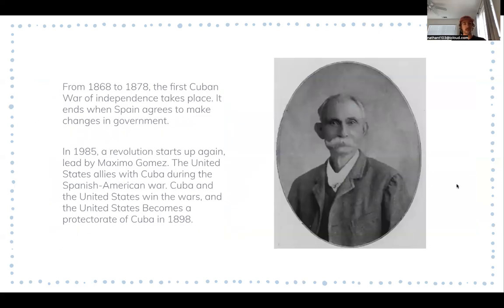From 1868 to 1878, the First Cuban War of Independence takes place. It ends when Spain agrees to make changes in government. Then in 1985, a revolution starts up again, led by Maximo Gomez. The United States allies with Cuba during the Spanish-American War. Cuba and the United States win the wars, and the United States becomes a protectorate of Cuba in 1898. There's a picture of Maximo Gomez on the right.